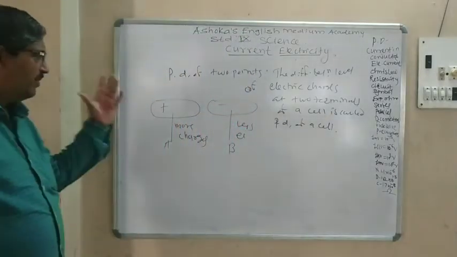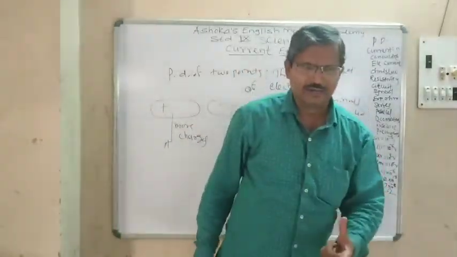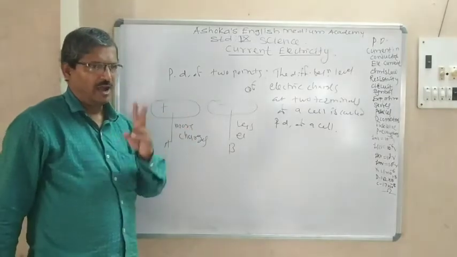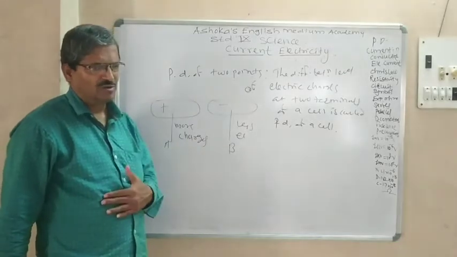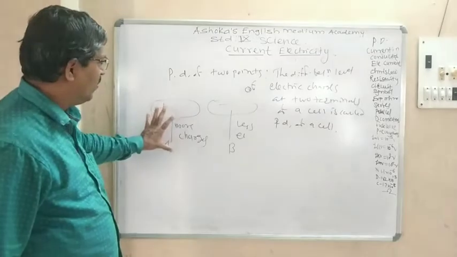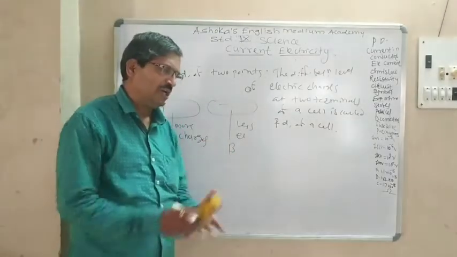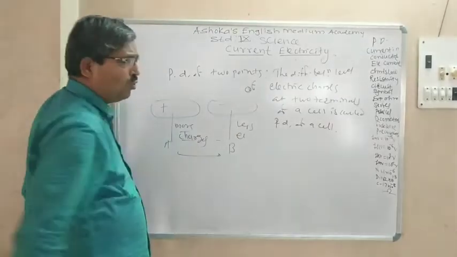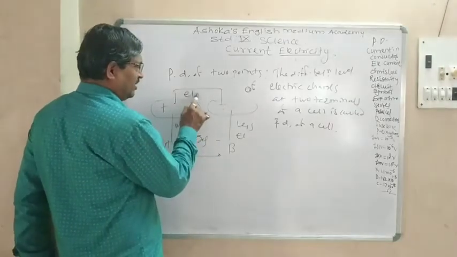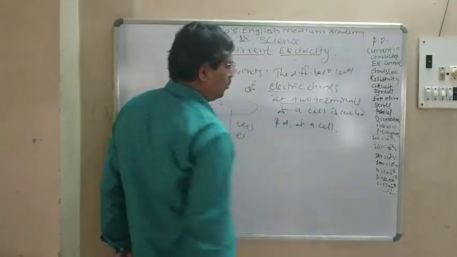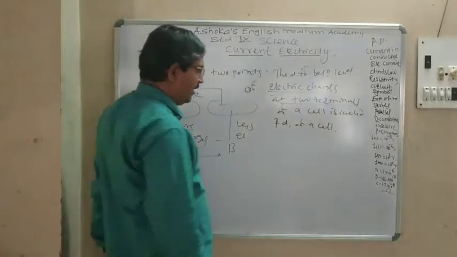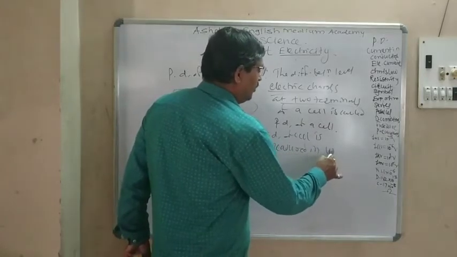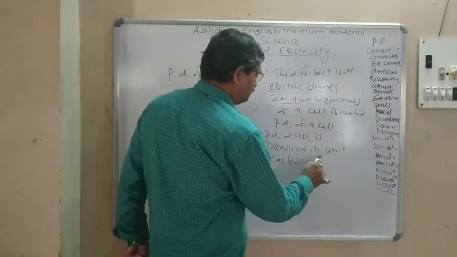Once again I am going to repeat that there are two terminals in any battery or any conductor. When any electrical object has 2 points, one is called the positive terminal and the other is called the negative terminal. And always more electrical charges are found on the positive terminal, and fewer electrical charges are found on the negative terminal. Thus electric current flows from the higher charge level to the lower charge level. So the difference between the levels of electric charges at the two terminals of a cell is called the potential difference of a cell. This potential difference is measured in a unit called volt. Understand what I told?